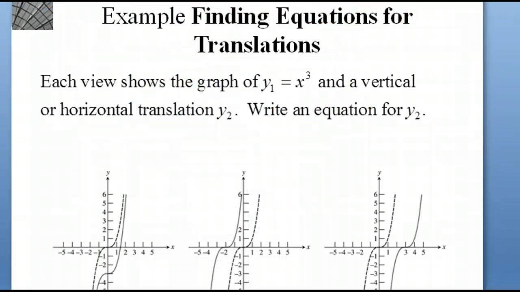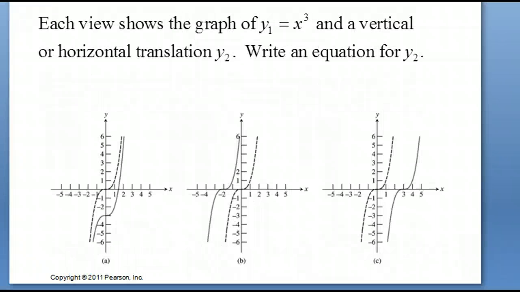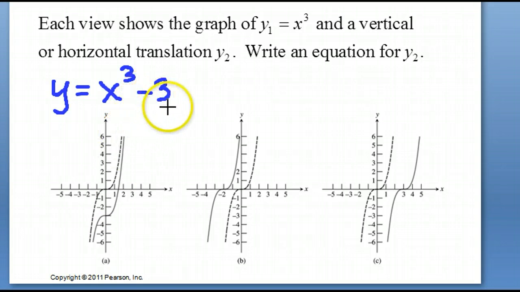We can also work backwards and find equations for translations. If we are given the basic function and the graph, we can figure out what the equation is. So here we have the graph of y1 equals x cubed. In the first situation, we are taking the graph and moving it down along the y-axis. So because we're moving along the y-axis, the equation for this will be x cubed, and we've gone down 3, and because it's outside the parentheses with the y, it's the same sign. We go down 3, so it's negative 3.